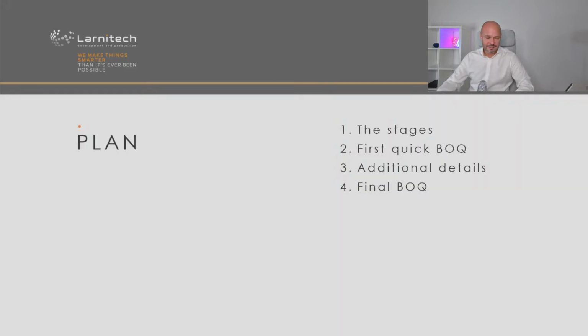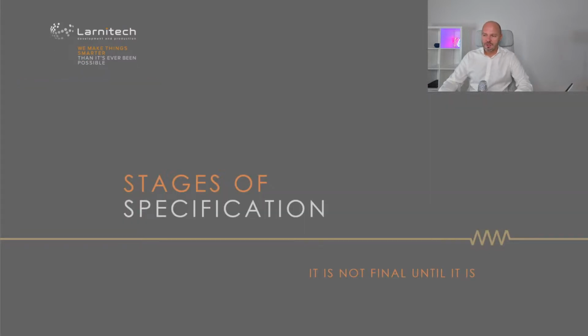So today's plan is we are going to see the stages, what kind of stages we have, and then we look at how we do the first quick BOQ, and then how we get additional details and what kind of additional details we need, and then the final BOQ. And the main thing from this plan is to understand that the first quick BOQ is not the final BOQ. These are different things. Okay, so let's go to stages. What kind of stages of specification do we have?